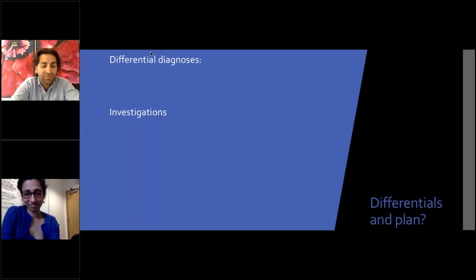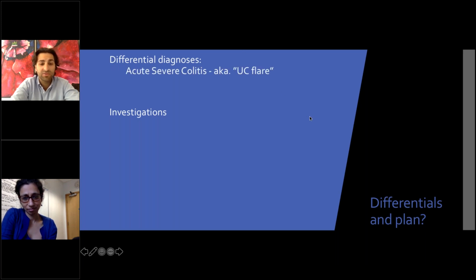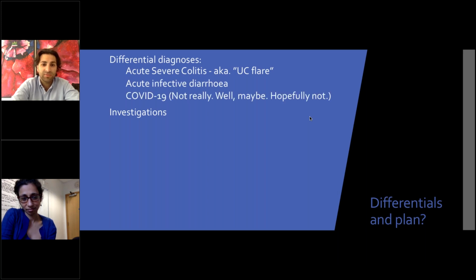Nice one, Saskia. Need to rule out toxic megacolon. Rachel, acute flare, possible toxic megacolon, flare, infective or otherwise. Loving the comments, thank you very much. Infection, exacerbation, gastroenteritis. Yeah, all very valid. So, is it acute severe colitis, aka an ulcerative colitis flare? Is it acute infective diarrhea? Is it COVID? Well, I absolutely hope not.